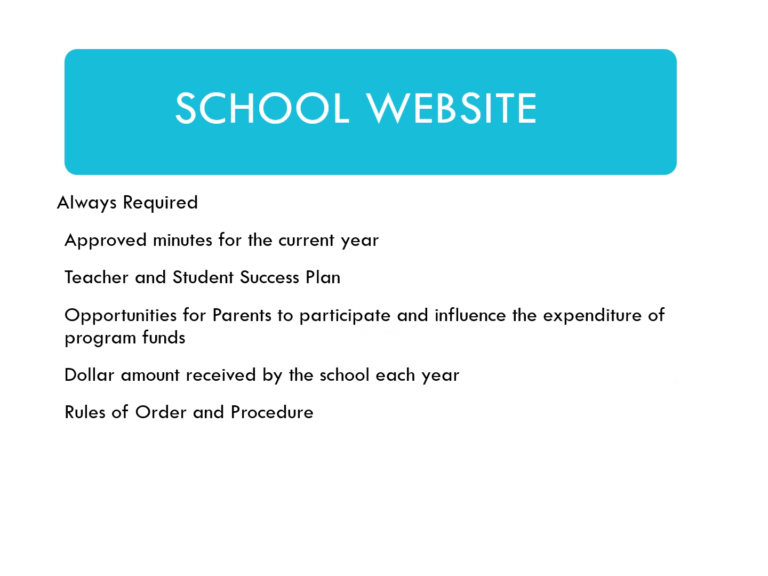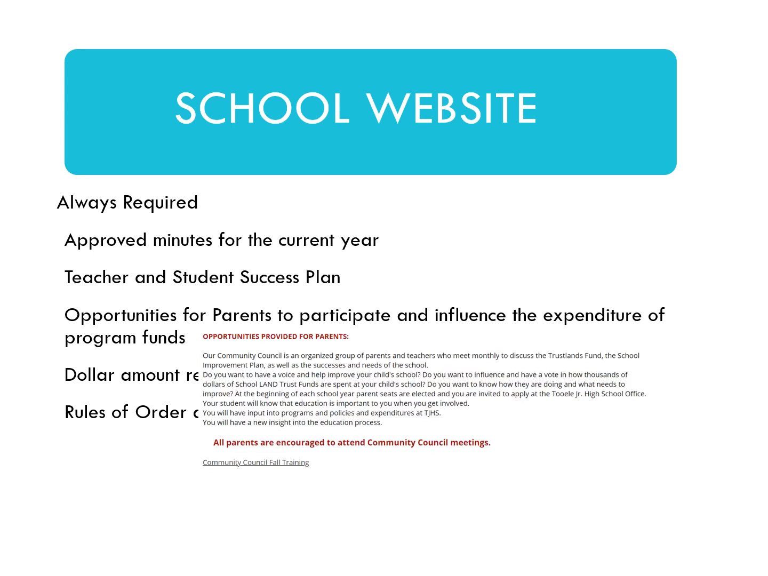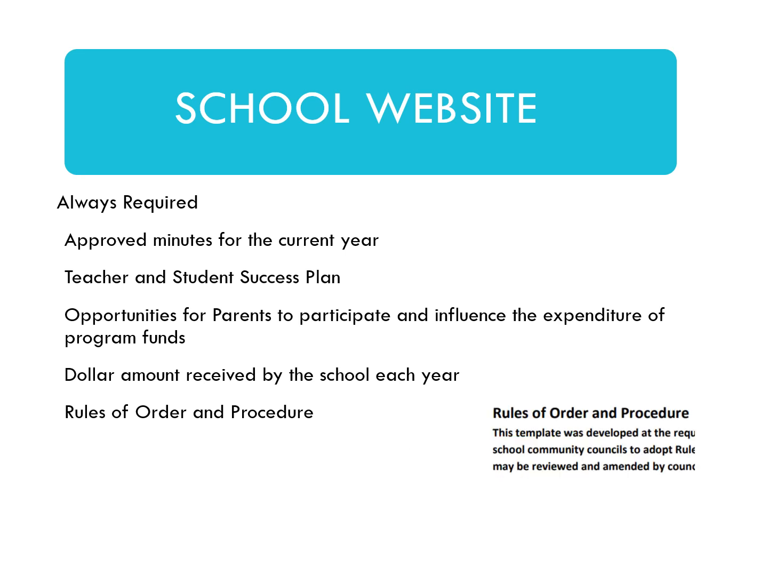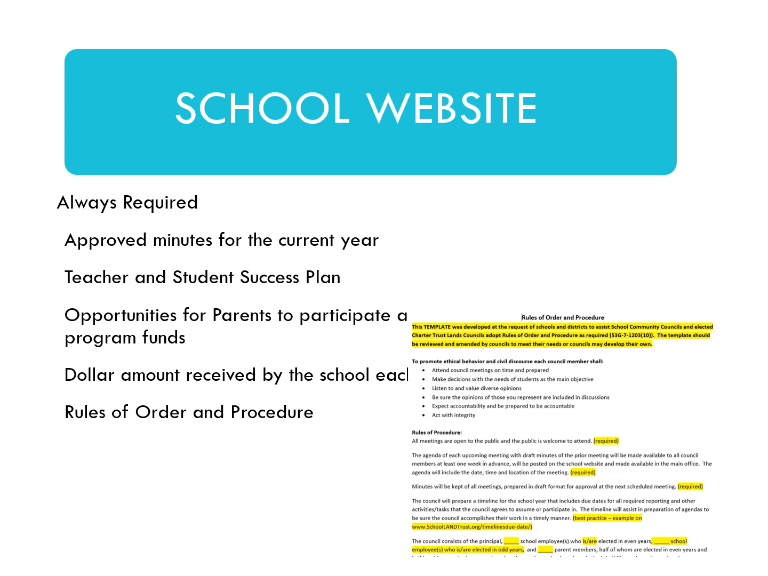Always required on the school website are the approved minutes for the current school year, a copy of the teacher and student success plan, a statement of opportunities for parents to participate and influence the expenditure of School Land Trust program funds, a chart with the dollar amounts received by the school each year, and rules of order and procedure adopted by the council. The current Rules of Order and Procedure template at schoollandtrust.org is very clear and shows the areas that are required and the blanks that must be filled in as the council discusses and approves the rules.